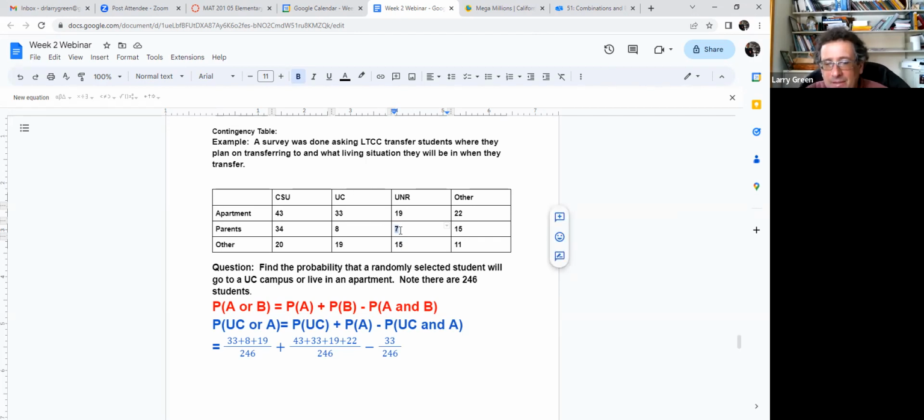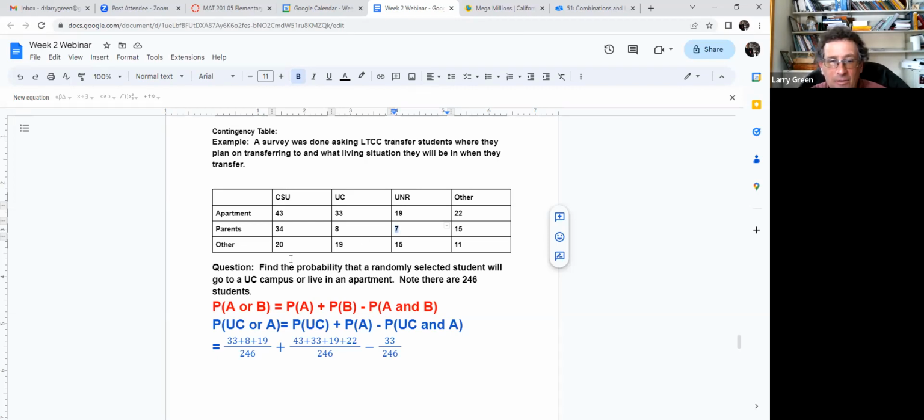What that means is 7 of the students are going to go to UNR and live with their parents. Any questions on how you read this table? Any questions on that? Okay, so this is called a contingency table.